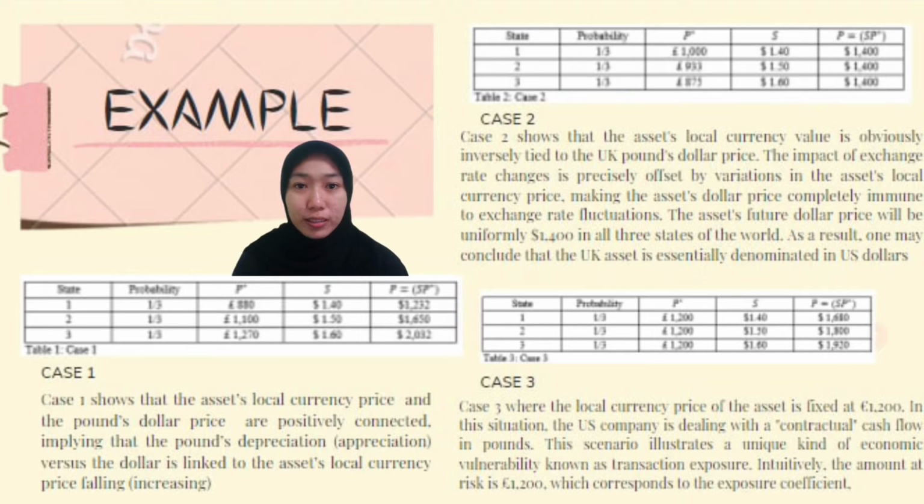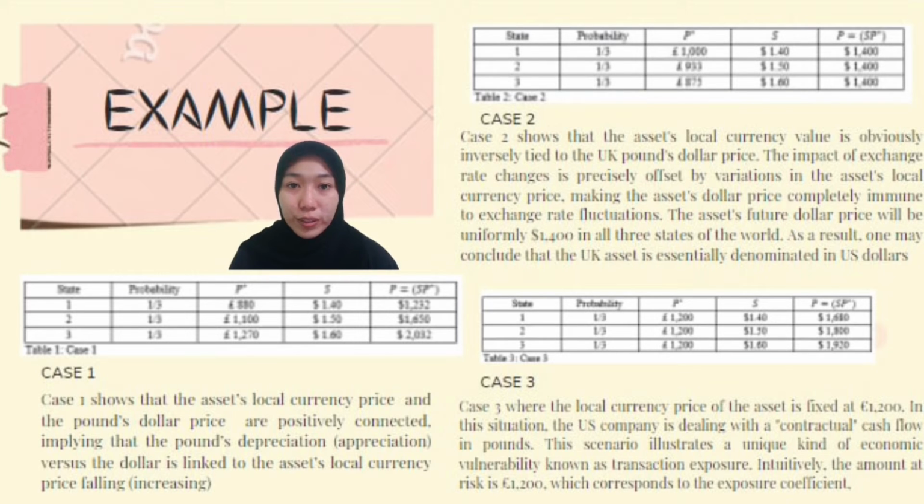Case 2 shows that the asset's local currency value is inversely tied to the UK pound's dollar price. The impact of exchange rate changes is precisely offset by variation in the asset's local currency price, making the asset's dollar price completely immune to exchange rate fluctuations. The asset's future dollar price will be uniformly $1,400 in all 3 states of the world.